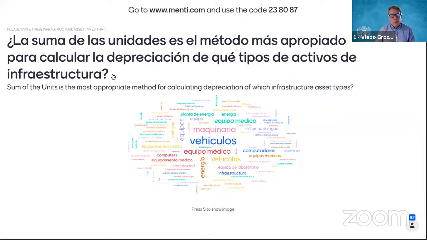Finally, it's important to consider whether it's necessary to use a complex depreciation method. For a more simple asset, a simple method will be enough. For a complex infrastructure, for example bridges or treatment plants, what type of depreciation method are we going to use there?